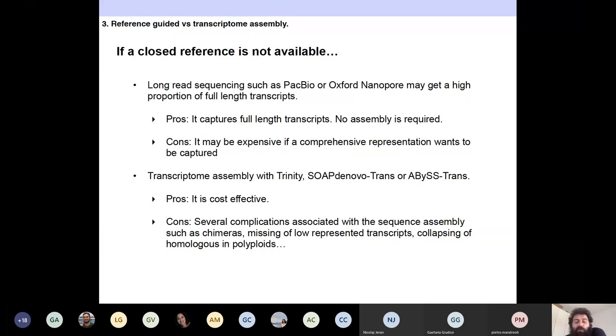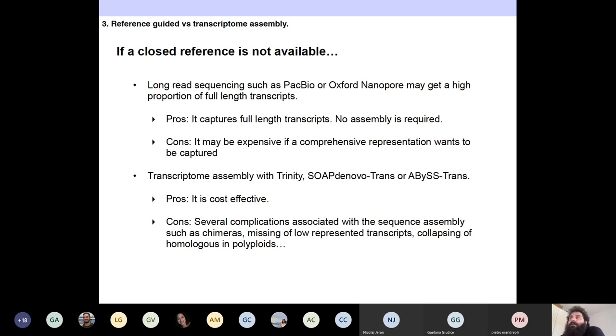Okay, let's suppose that a close reference is not available. What should you do? And this is why I'm talking about this before I talk about the experiments or the libraries and so on, because you will need to find a reference. So if the reference is not available, you have two options, the cheap one and the expensive one. The expensive one is you can do long read sequencing with PacBio or Oxford Nanopore. Because these technologies sequence long reads, you may end up with full transcripts. And that is wonderful because you don't even need to assemble them. You already have full transcripts, okay?